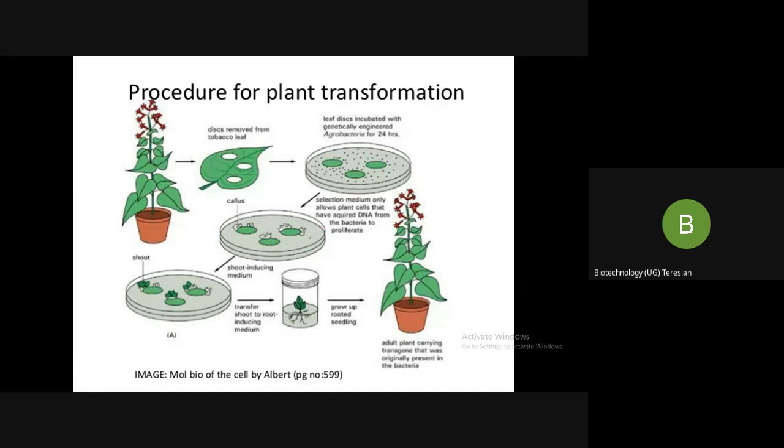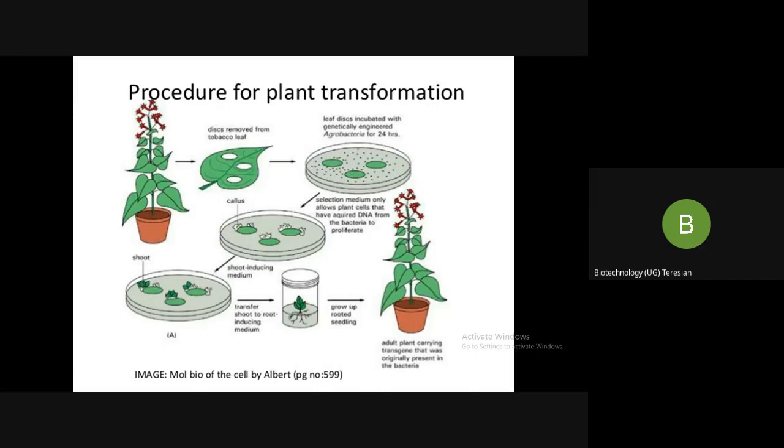Then you put it into a selection media. Selection media only allows the plant cells that have acquired the DNA from the bacterium to proliferate. Other plant cells will not grow. So next, you induce the shoot. How do you induce the shoot? By adding the cytokinin. Then you can induce the root by adding the auxin. Then it will develop into a new plant.